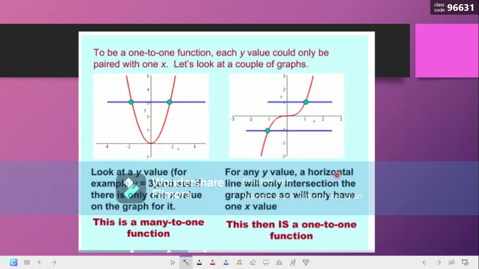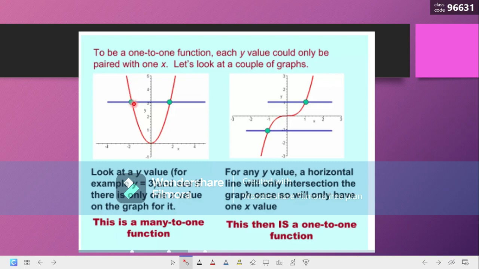Okay, now to be a one-to-one function, each y value could only be paired with one x. Let's look at a couple of graphs. Again, so we're going to go back. So in this graph, look at the y value, for example, y is equal to 3, and see if there's only one x value on the graph for it.